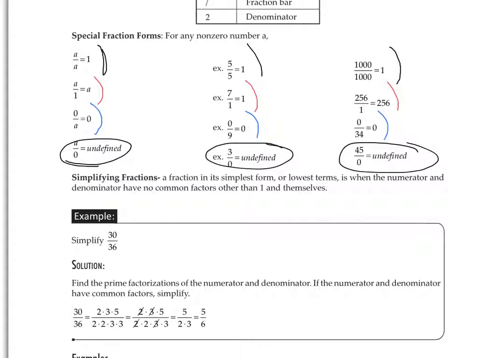So these two right here are the two that everyone seems to get confused. When there's a 0 in the numerator, the fraction is equal to 0, but when there's a 0 in the denominator, the fraction is undefined.